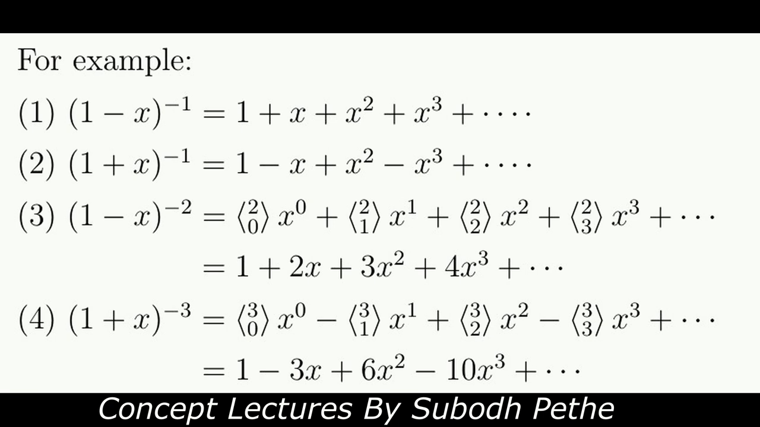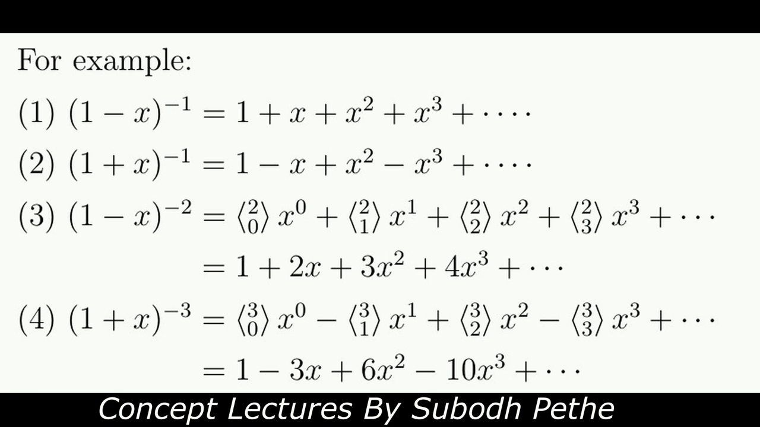(1 minus x) raised to minus 1, which means 1 upon 1 minus x, will be equal to 1 plus x plus x square plus x cube dot dot dot. Now this can be looked at as a geometric progression, provided we have understood that if mod x is less than 1, then the summation of an infinite GP happens to be equal to 1 upon 1 minus x, which is in line with what we are doing right now. (1 plus x) raised to minus 1 will look like 1 minus x plus x square minus x cube and so on. (1 minus x) raised to minus 2 will look like 2 elbow 0 x raised to 0, 2 elbow 1 x raised to 1, 2 elbow 2 x raised to 2, 2 elbow 3 x raised to 3 and so on. If we expand that elbow notation, we will find that the coefficients are 1 plus 2x plus 3x square plus 4x cube and so on.